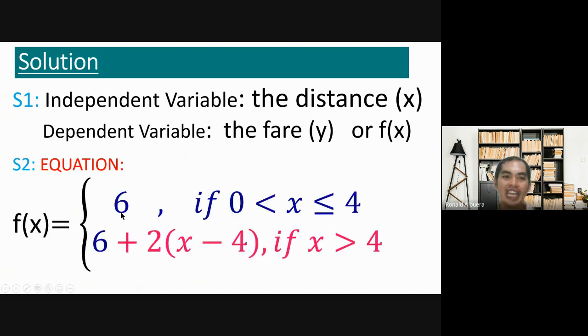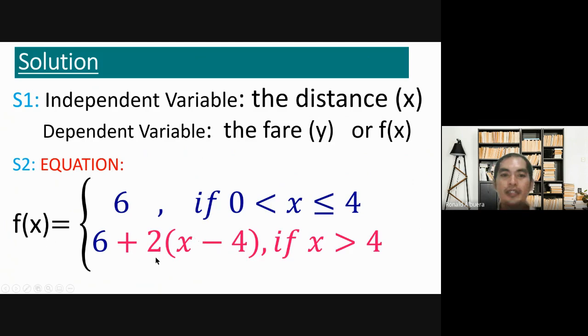F of x equals 6 pesos and the condition ay if x is less than or equal to 4 but greater than 0. Nilagay ko ang 0 though kahit hindi na natin ilagay, alam nyo na walang distance na negative. So kahit wala na itong greater than 0, automatic x is less than or equal to 4 because there is already the word distance. Okay? Then the second condition, yung kulay pula.